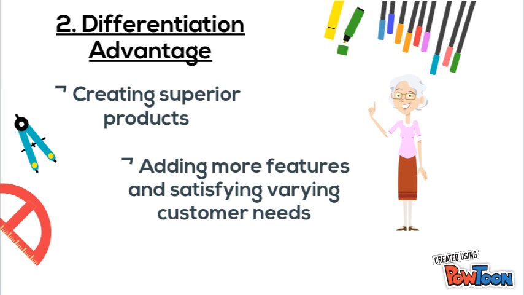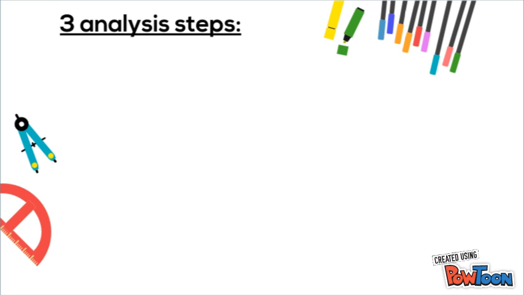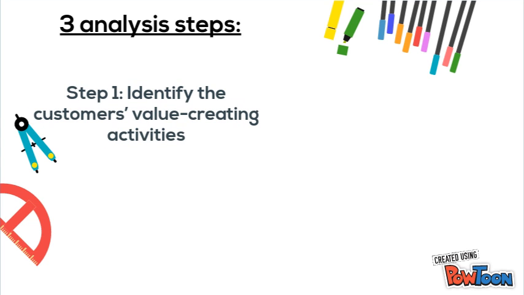To gain differentiation advantage, firms have to undergo 3 analysis steps. Step 1. Identify customers' value creating activities. After identifying all value chain activities, managers have to focus on those activities that contribute the most to creating customer value. For example, Apple products' success does not mainly come from great product features, as other brands like Samsung, Oppo also have high quality offerings too, but from successful marketing activities.